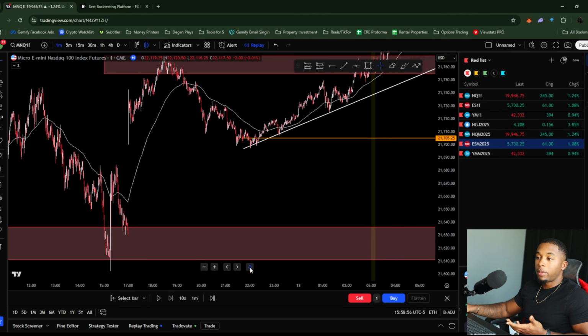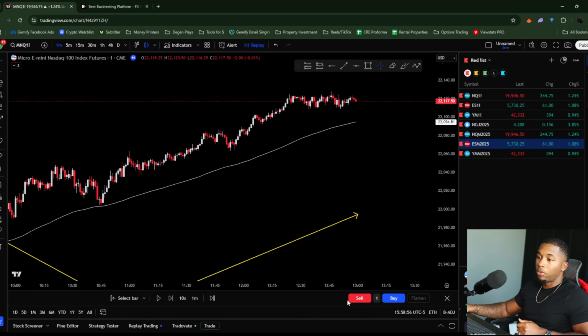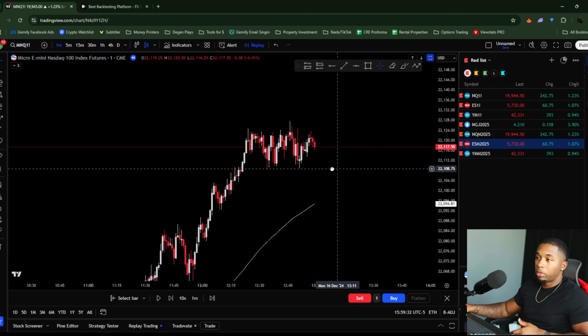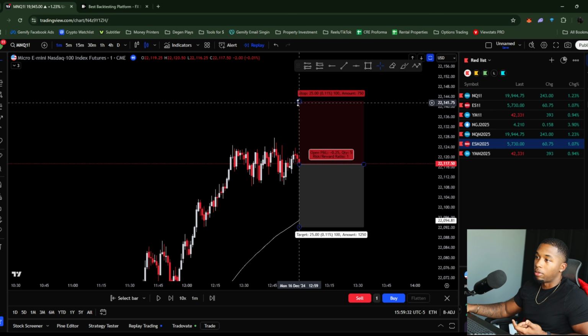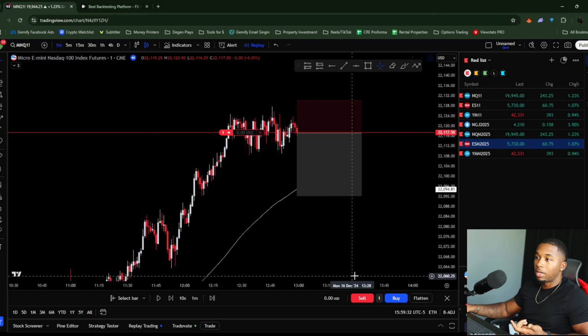Now, a lot of people ask me about this as well. They asked me about this little section down here with buy or sell on it. This is kind of like a demo trading. So let's say your backtesting strategy led you here. You wanted sells right here. You could press sell right here.